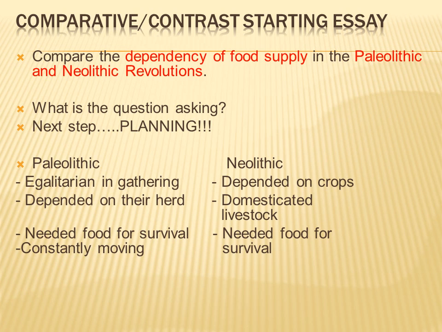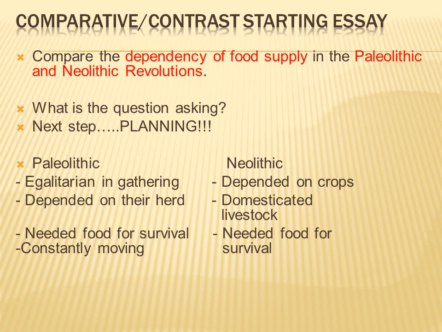So the words in red are the key words we want to be paying attention to when answering this question. Dependency of food supply in the Paleolithic and Neolithic revolutions. So now, once we figured out what the question is asking, we need to start planning.